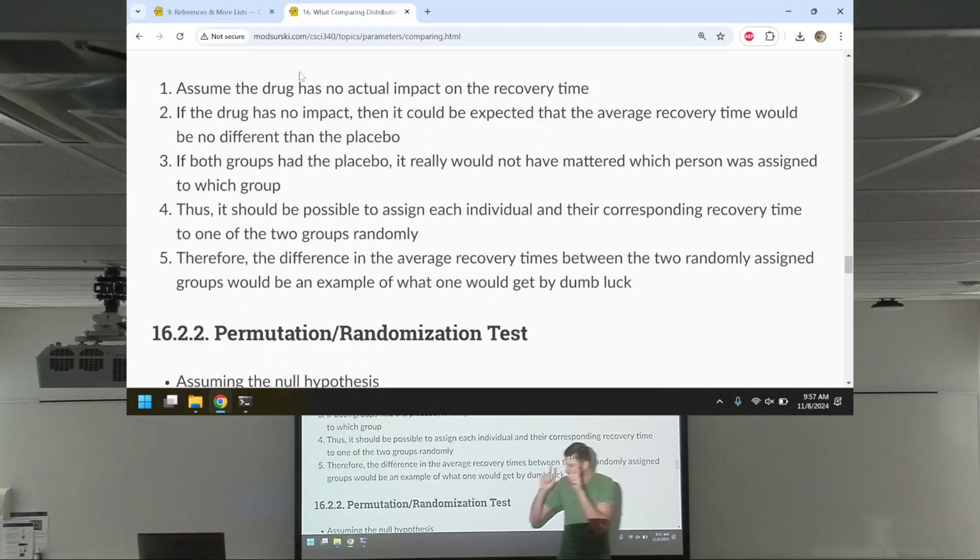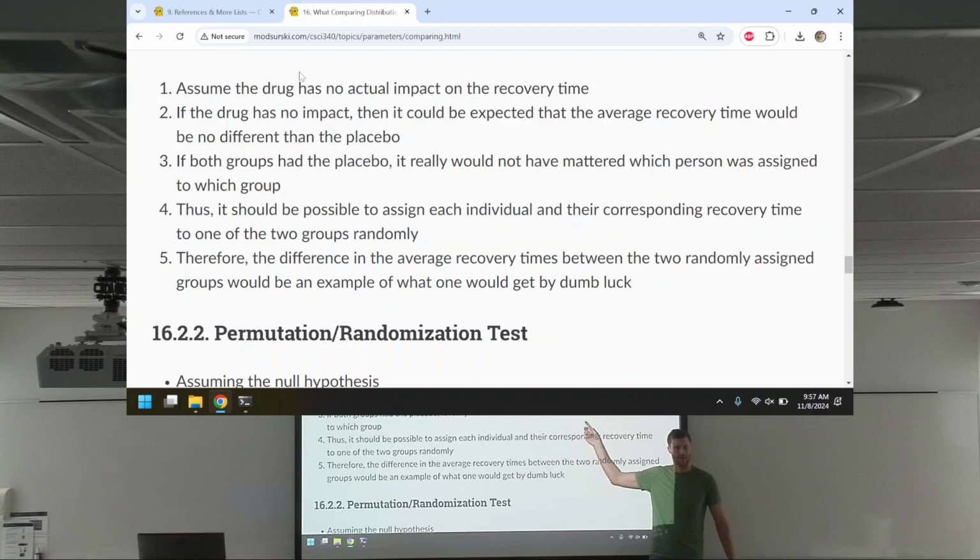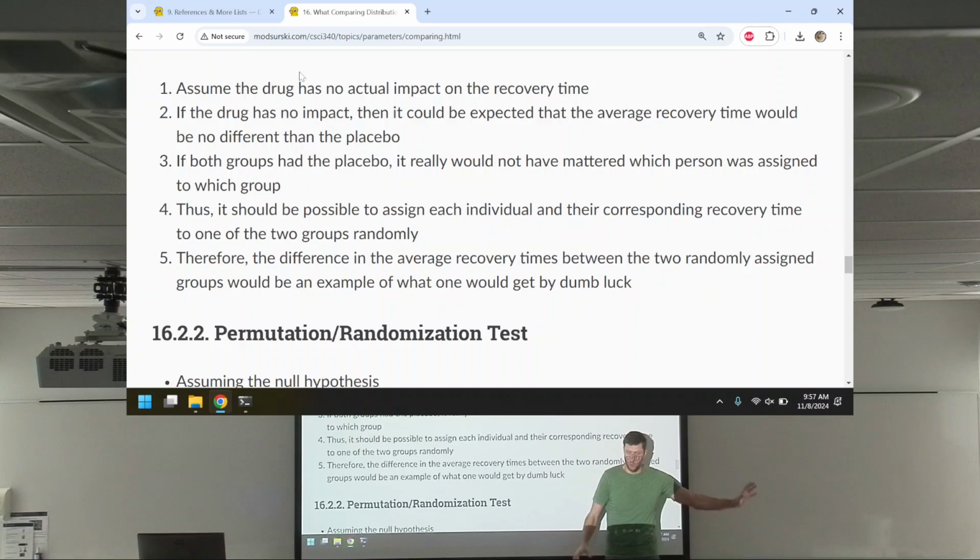It's actually important to pay attention that we're looking at the difference in the average recovery times. Not what is their average recovery time. Remember how I said there was a difference of 1.6 days or whatever? Well, let's randomly assign people to groups and take their average, take their average, and what's their difference? Was it 1.6 days? Was it negative 1.6 days? Was it 4 days? Was it 0.1 day?